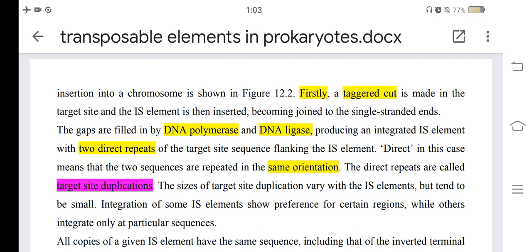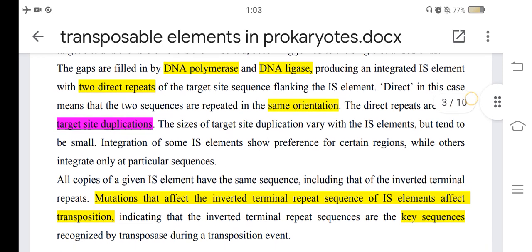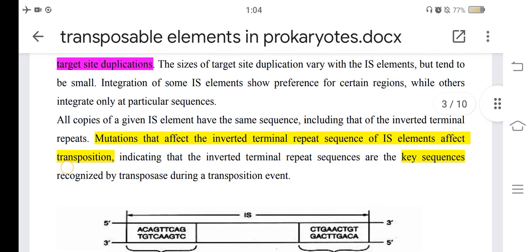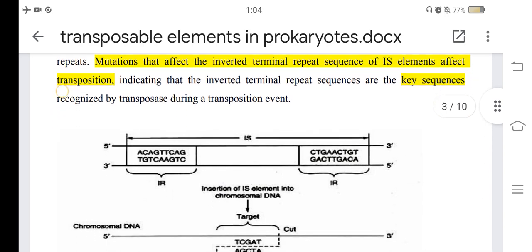The sizes of target site duplication vary with the IS element but tend to be small. Integration of some IS elements shows preferences for certain regions while others integrate only at particular sequences. All copies of a given IS element have the same sequence, including that of the inverted terminal repeats. Mutations that affect the inverted terminal repeat sequence of IS elements affect transposition, indicating that inverted terminal repeat sequences are the key sequences recognized by transposases during a transposition event.